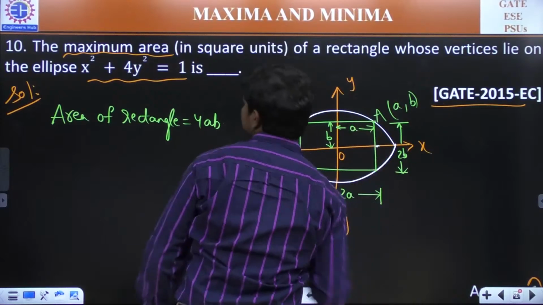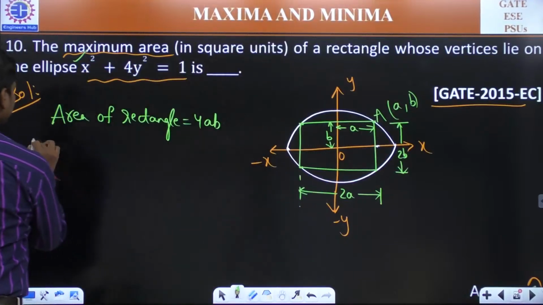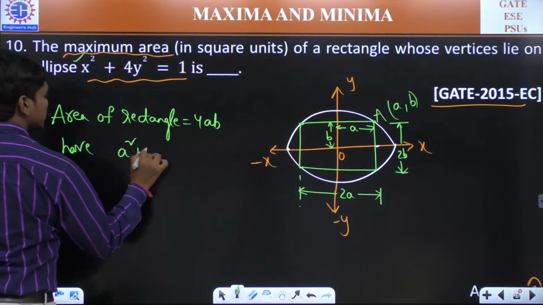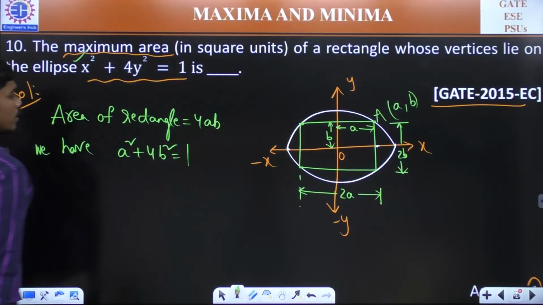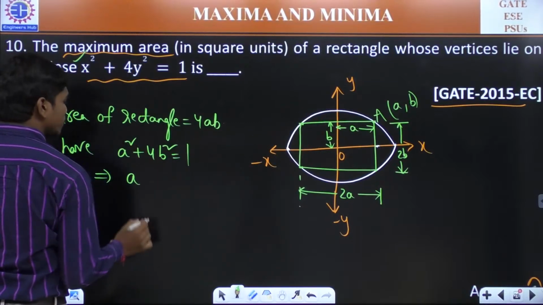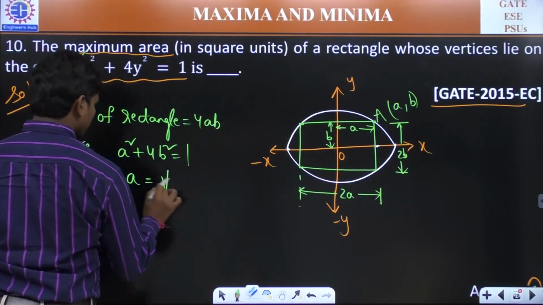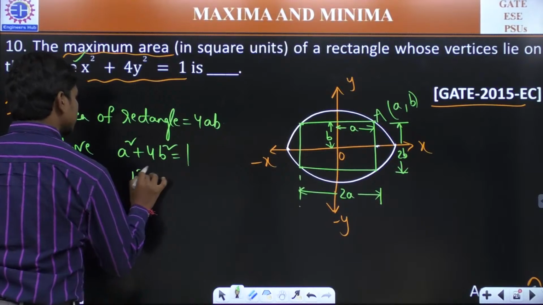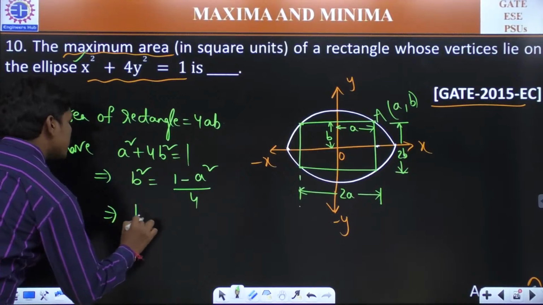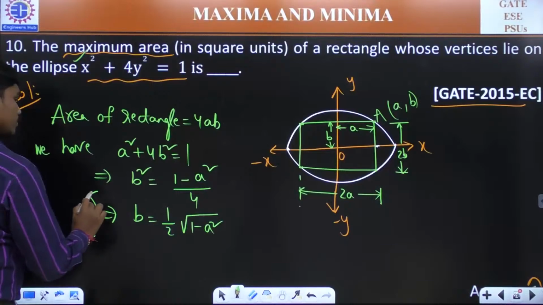Now this point capital A is lying on this ellipse, which means it should satisfy this equation. If (a, b) is satisfying this equation, we have a square plus 4b square is equal to 1. Since we are dealing in the first quadrant, B square is equal to (1 minus a square) divided by 4, which means b is equal to 1/2 into square root of 1 minus a square. Can I write this from this equation?